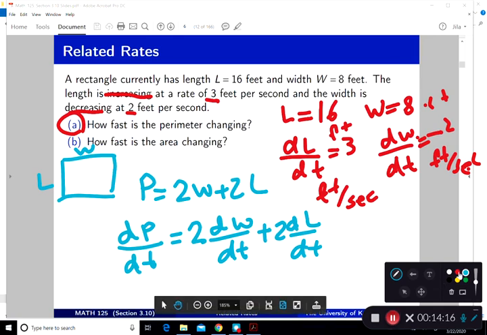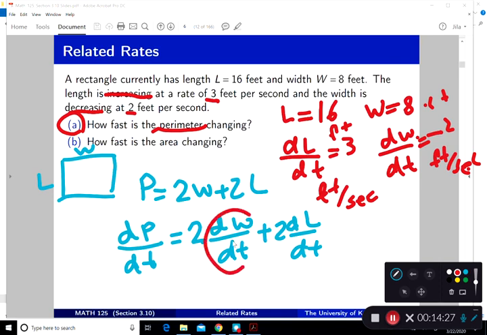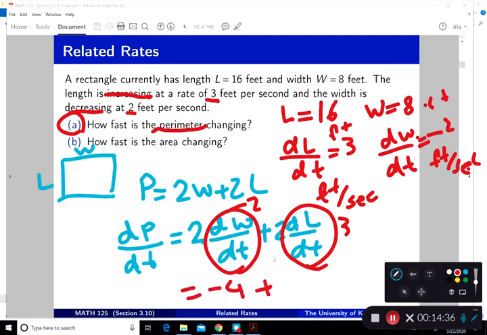Now, how do I find it? My goal is to find how fast the perimeter is changing. So I have to plug in the values that I have. For this one, I have -2. For that one, I have 3. So it would be -4 plus 6, equal to 2 feet per second. That's the rate of change, and that's how fast the perimeter is changing.